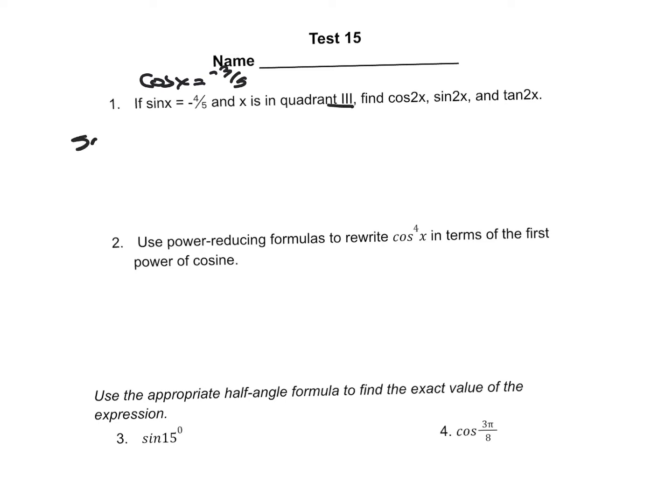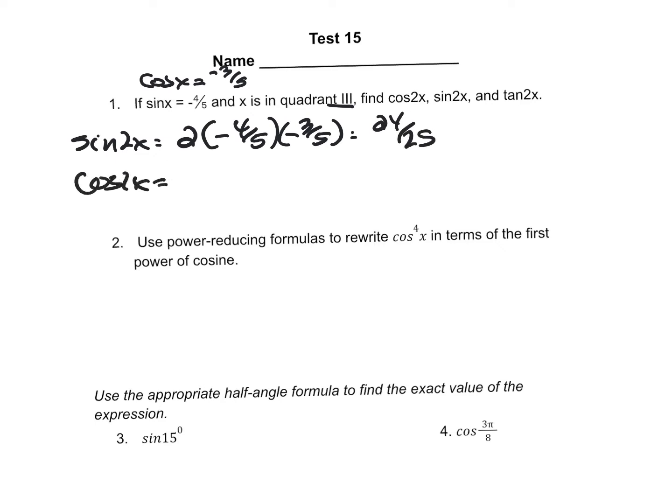So I'm going to go out of order here. I'm going to do sine 2x first. Sine 2x is 2 times sine x times cosine x, looking straight off my identity page. I'm doing 2 times negative 4/5 times negative 3/5. If you multiply that together, you're going to get 24/25, which is sine 2x.